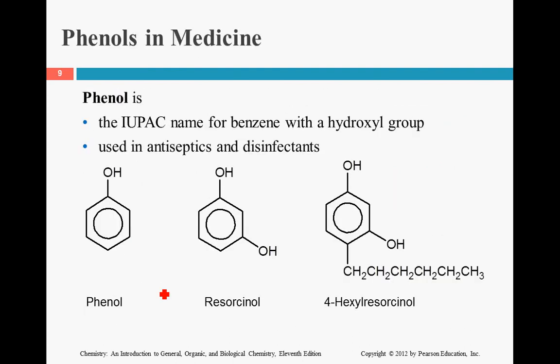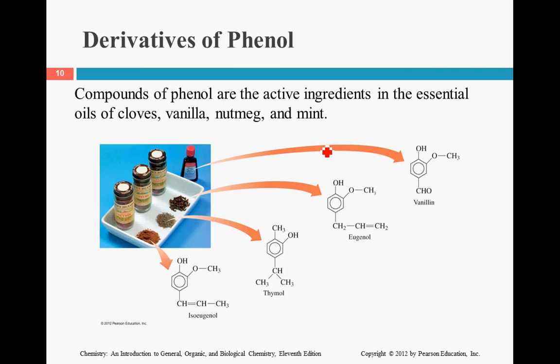Alright, phenyl, as we said before, is a benzene ring with an OH attached. And it's used for antiseptics and disinfectants. Here's some examples of some phenyl rings. Vanilla, we've actually talked about before. Here's actually an ether group inside of it. This is an aldehyde too. Thymol is in thyme for seasonings. These are all cooking products here.